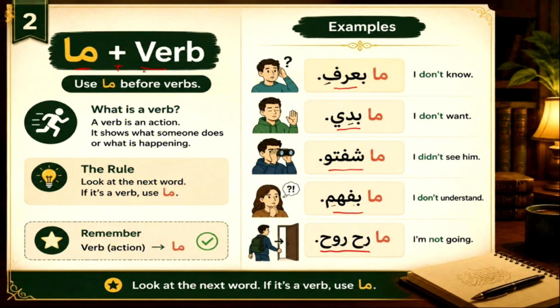So the first rule, don't focus on ma itself. Instead, look at the word that comes after it. The next word tells you whether ma is the right choice. So ma plus verb. Now let's look at mu.